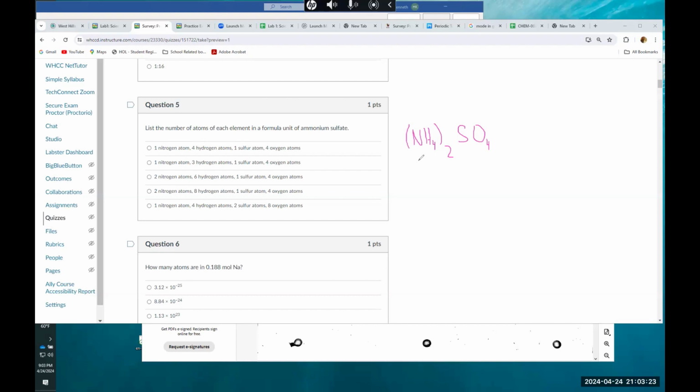Okay. How many nitrogens? Oh, 2. Okay, so we can get rid of these first 2, and we can get rid of this last one, right? Okay. So we got 2. How many hydrogens? 8. So that gets rid of the second one, and we have our answer.